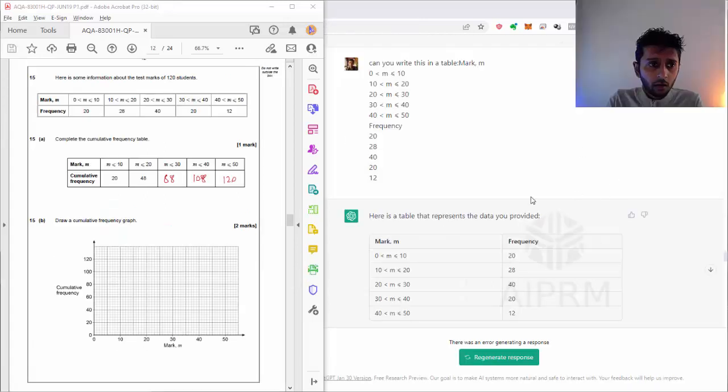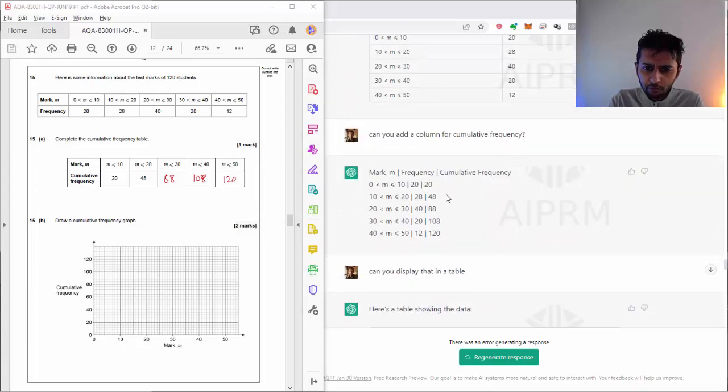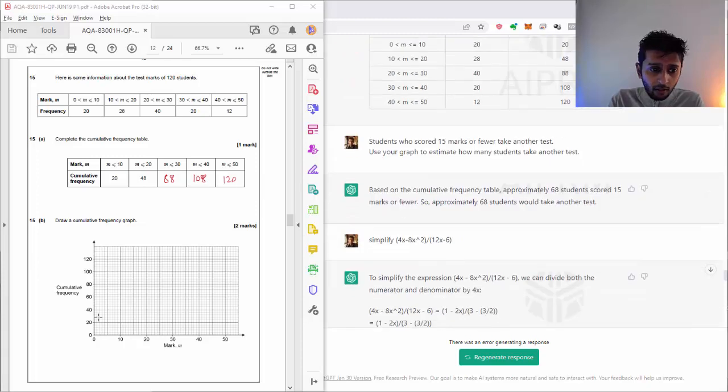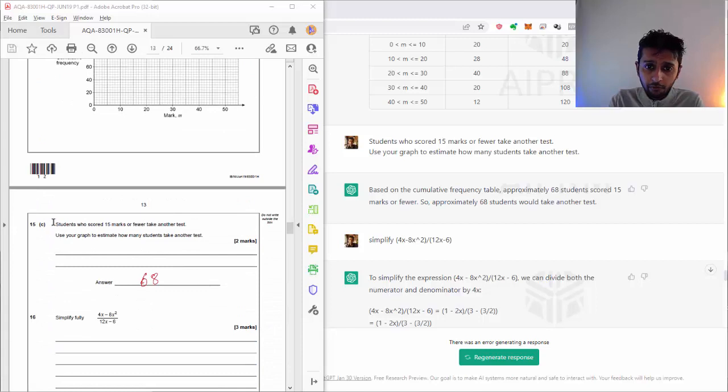So question number 15, I copied out this table into ChatGPT, and I asked it to produce a table, which it did. Then I asked it to produce an extra column representing cumulative frequency, which it did, but it didn't put it in the right format. So I asked it again, and it produced this table. So from there I was able to copy out the numbers 88, 108 and 120. Then I can't get ChatGPT to draw the graph, so I had to skip out 15 part B, but went on to 15 part C, and I asked that question and it said the answer would be approximately 68, so I've copied that in.